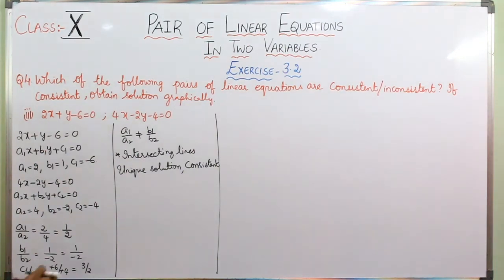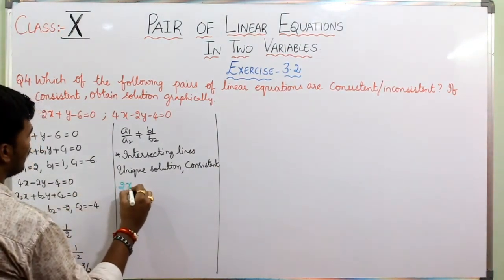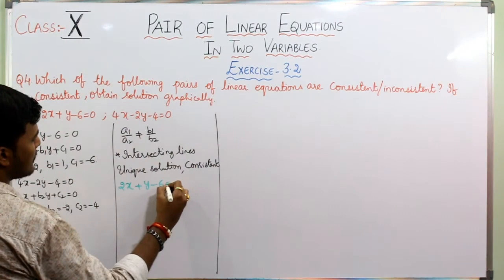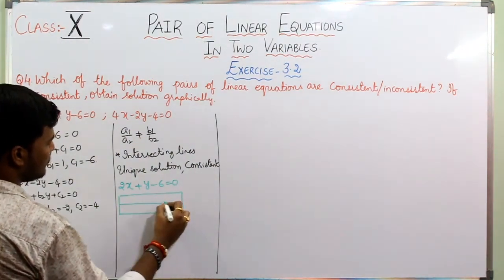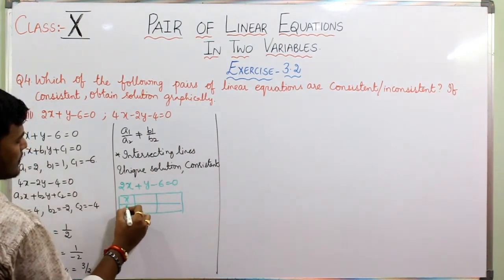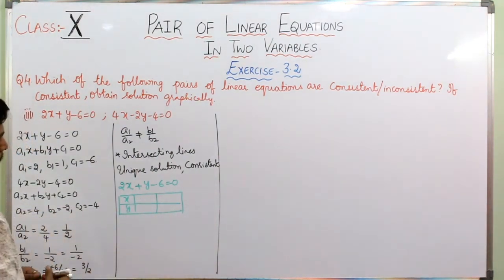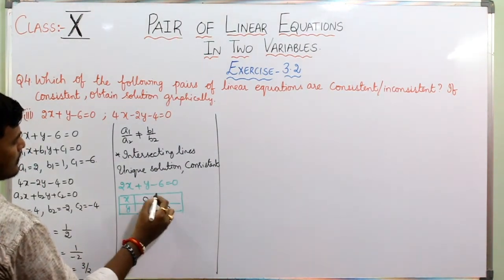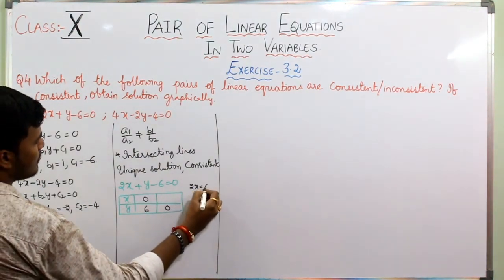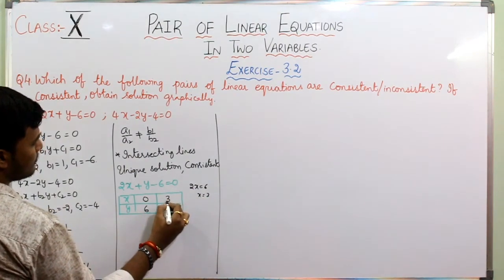For that, let us consider the first one, that is 2x plus y minus 6 is equal to 0. Consider the table, x, y. Now take the x value as 0, then y will become 6. Take the y value as 0, then you will get 2x is equal to 6, x is equal to 3.